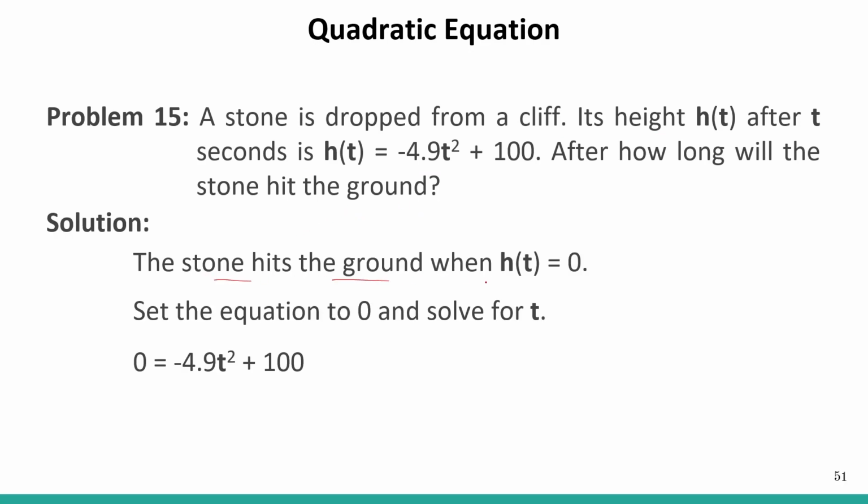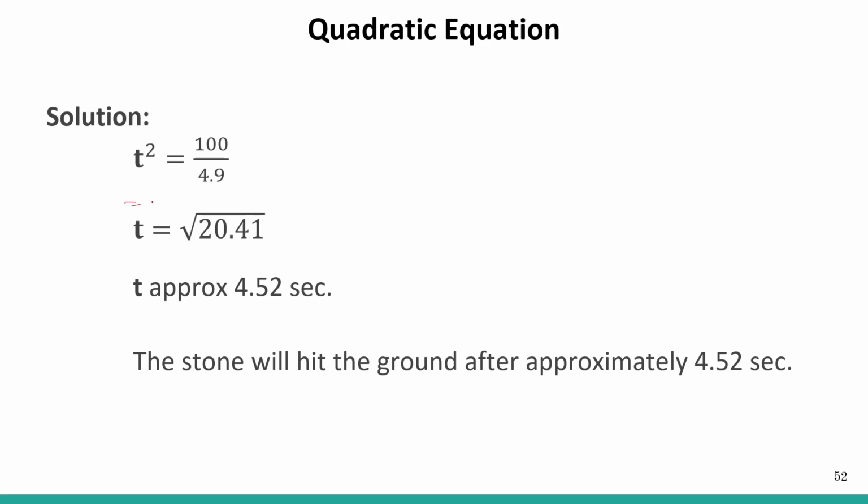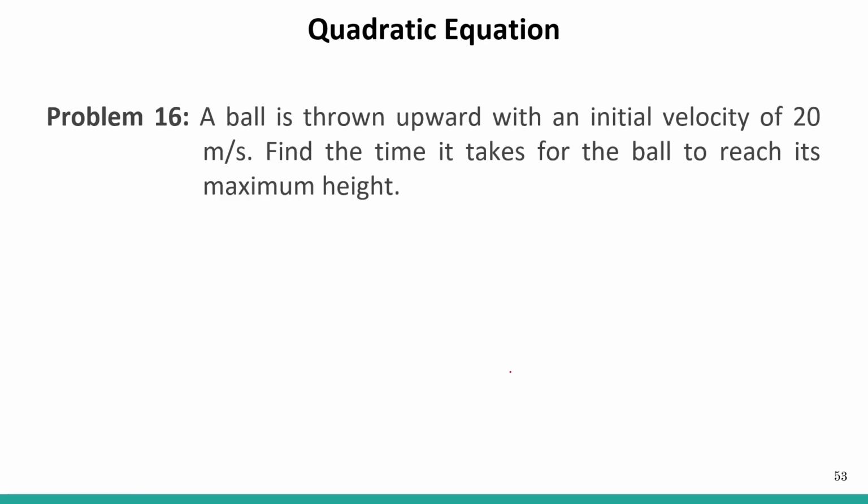So the stone hits the ground when h of t is equal to 0. So set the equation to 0 and solve for t. So 0 is equal to minus 4.9 t squared plus 100. So t squared is equal to 100 by 4.9. So t will be equal to the square root of 20.41. So t is approximately 4.52 seconds. So the stone will hit the ground after approximately 4.52 seconds.